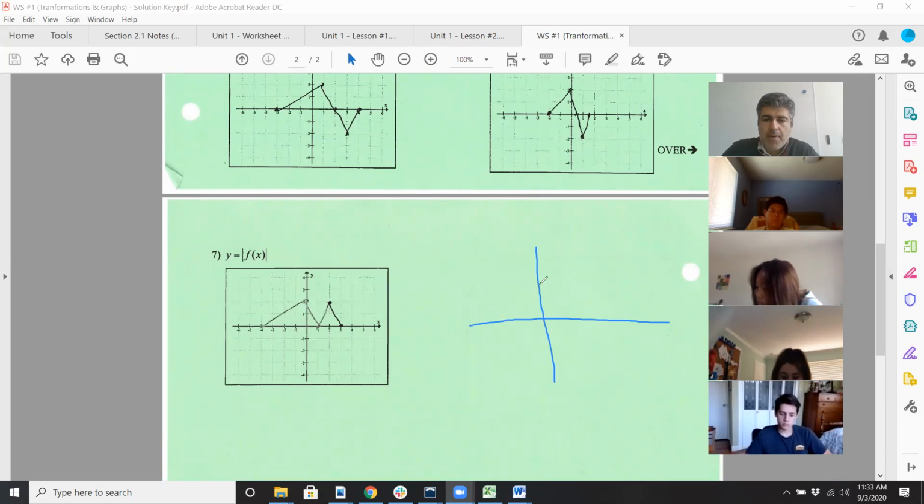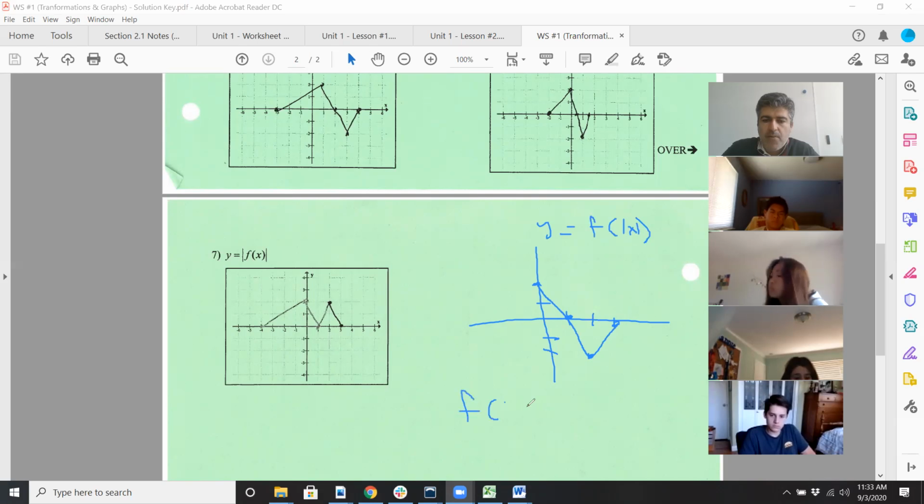So remember, we had a point right here, a point right here, a point right here, and a point right here. So that was the right side of the graph. And remember, you're doing y equals f of the absolute value of x, right? So, of course, f of the absolute value of 1 is the same thing as f of 1, right? It doesn't change. So the right side stays as is.